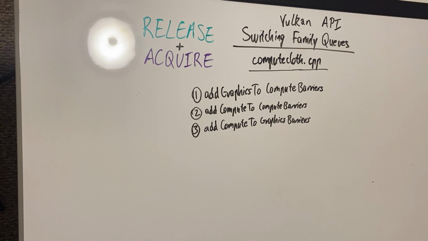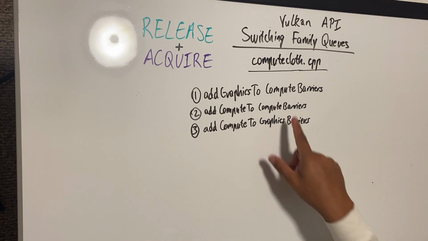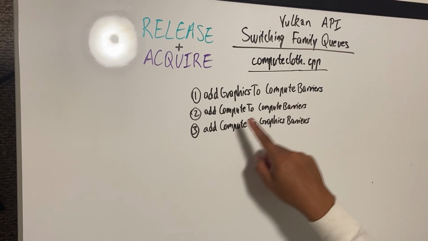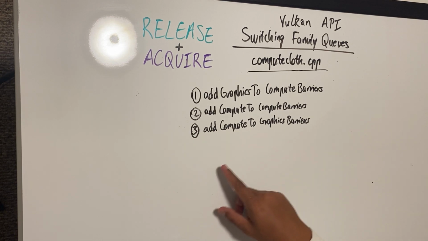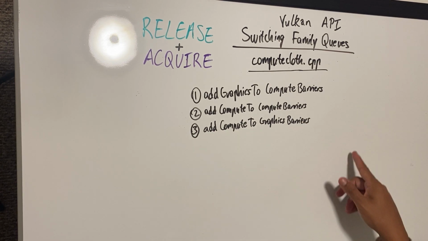You have graphics to compute barriers, so basically you're switching from graphics to compute. Then compute to graphics barriers, where you're switching from compute back to graphics.